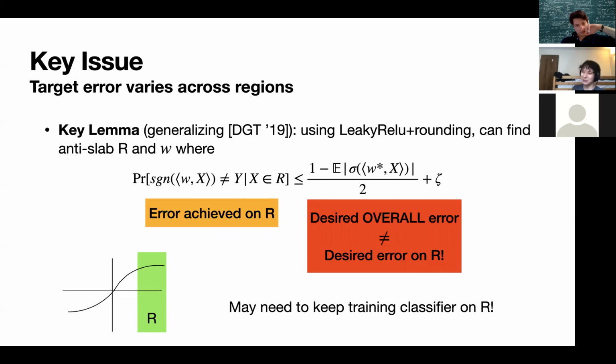It's not going to be acceptable if we look at R and we only give you a 60% guarantee, because on the complement of R, you cannot even get close to 60%. So it's not going to work. You need to be competitive on each region. In their approach, you freeze the region R after one step of this Wiki-ReLU training and anti-slab extraction. It's not going to work for us.